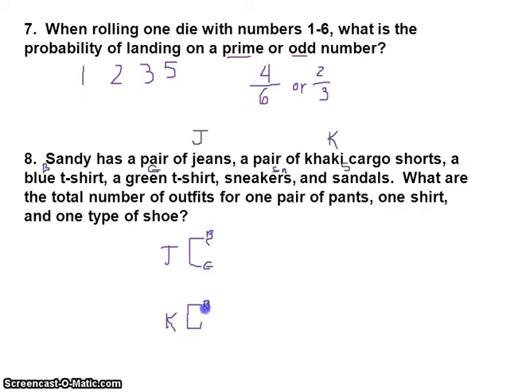So each type of pants gets the 2 t-shirts. And then there are 2 types of shoes that she could wear. So I'm going to branch those off of my t-shirts. And we've got sneakers and sandals. So in this, if we're looking at the outcomes, I've got 1, 2, 3, 4, 5, 6, 7, 8 possible outcomes.